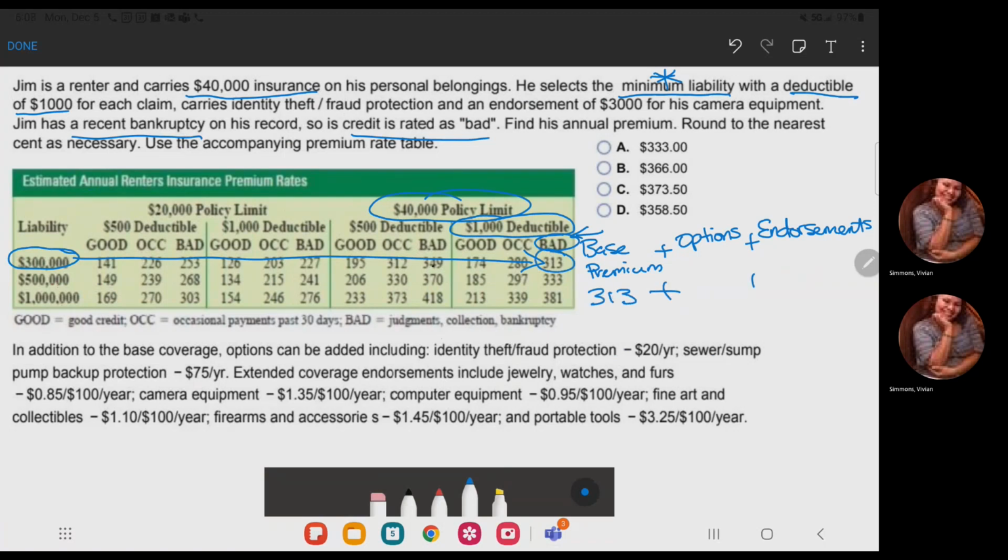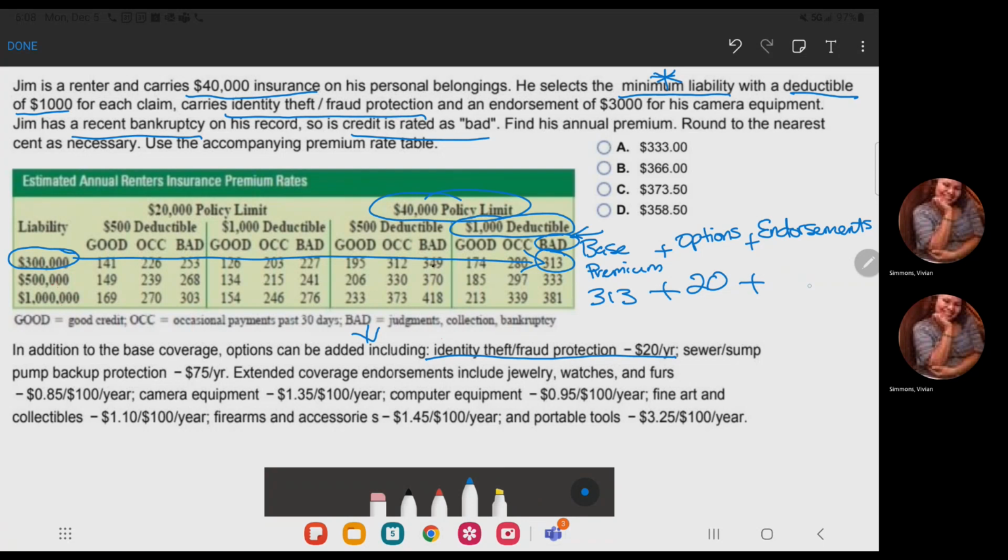Now I need to take into consideration the options and the endorsements. First comes the options. The only things I'm seeing that are options could be ID theft or sewer and sump pump protection. In this case, Jim took out ID theft fraud protection, which, if you go underneath the table, is $20 per year. We don't have any other options, so that's where we stay.